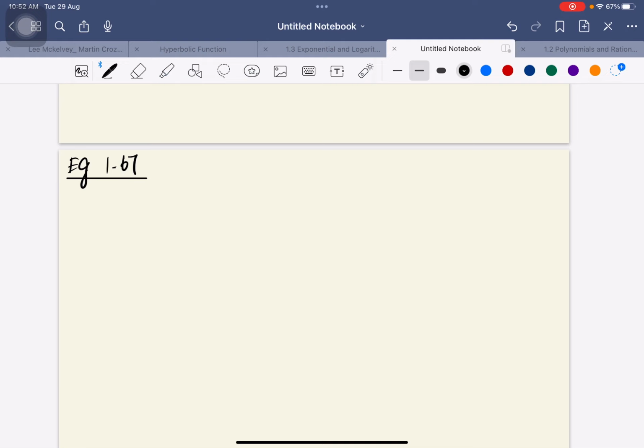Solve the equation sin 3 theta plus sin cube theta equals 0 for 0 to 2 pi. Okay, solve the equation. So you notice that everything is in terms of sine theta, right?